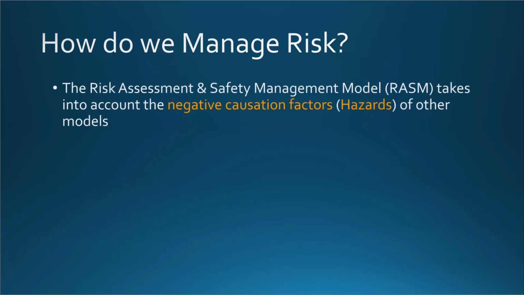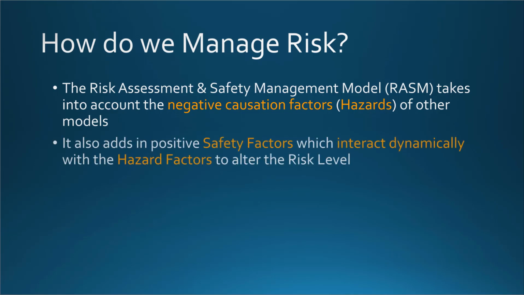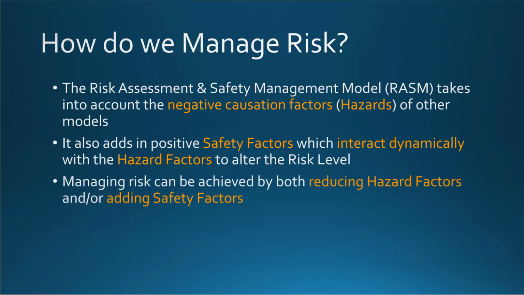One is the negative causation factors, or hazards. Hazards have been used in lots of other risk management models, and that's a key foundation of all risk management. There's another piece, because in addition to the hazards that increase the risk level, there are also safety factors which can dynamically interact with the hazards to reduce the risk level. So we also have to look at what our mitigating factors are in determining our overall level of risk. The RASM model says that managing risk is achieved by either reducing the hazard factors and/or by adding safety factors. And that's the basic fundamentals of the model.